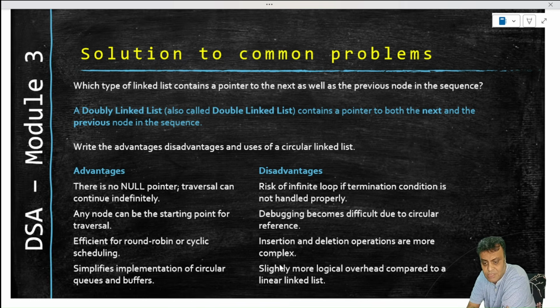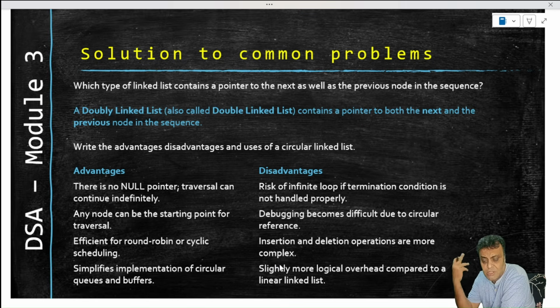Disadvantages of a circular linked list. So the advantage is that we take the last and we actually do the insert at end or delete at end with order of 1 complexity. So the traversal can continue indefinitely. Any node can be the starting point of the traversal, right? We can start from anywhere, because we don't need to necessarily start from head. I know that it will come back.